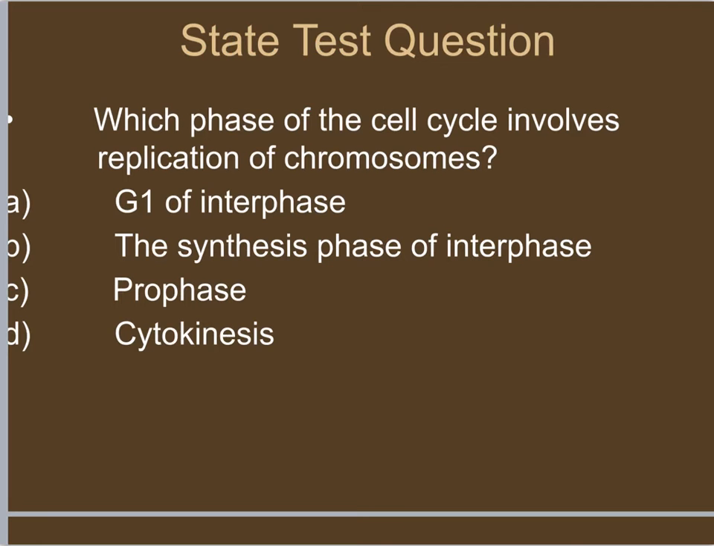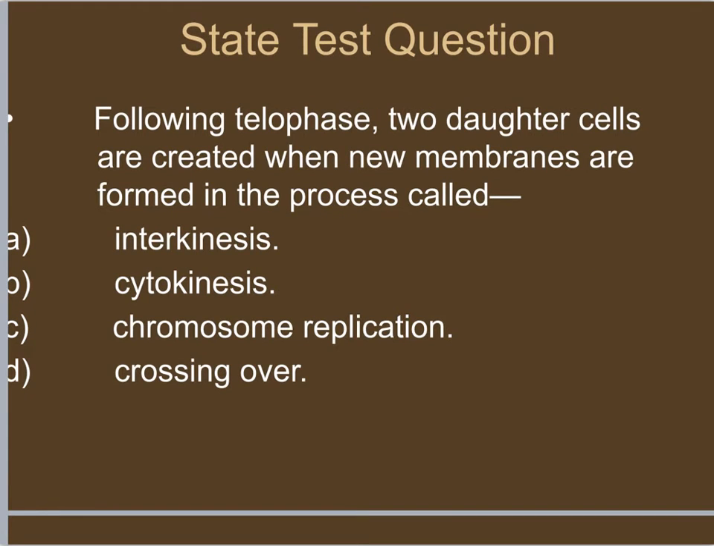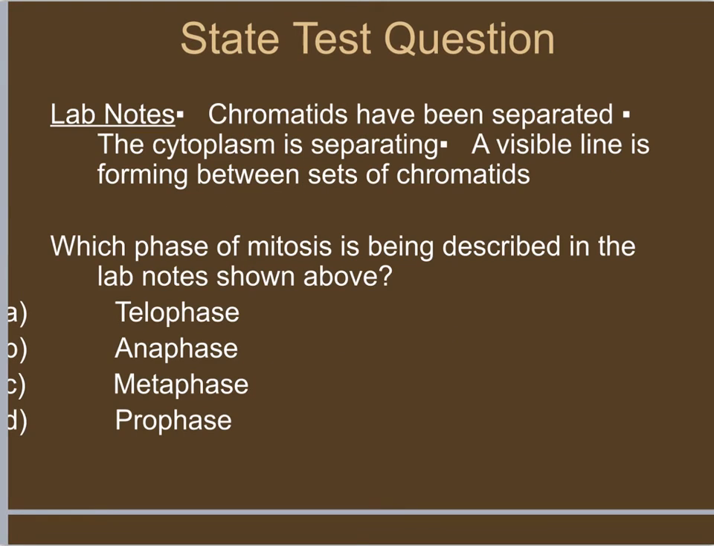Which phase of the cell cycle involves replication of chromosomes? Remember, chromosomes are your DNA, so when is DNA replicated or copied? Hopefully you remember DNA is synthesized during the S phase of interphase. Following telophase, two daughter cells are created when new membranes are formed in the process called, well, after telophase, you should recall that cytokinesis is next, and that's when you get two new cells.